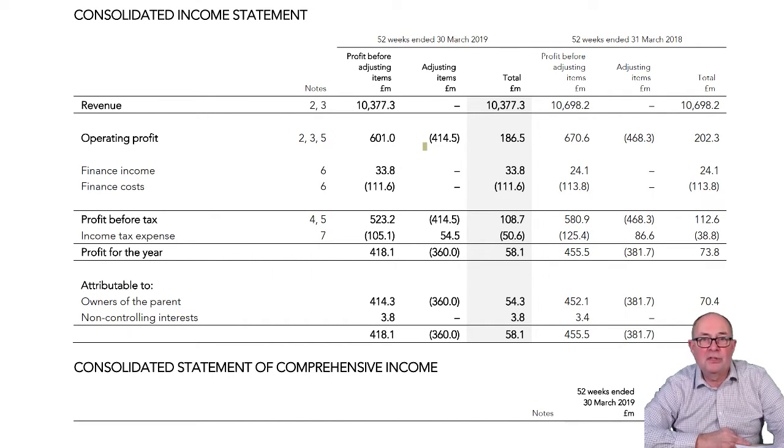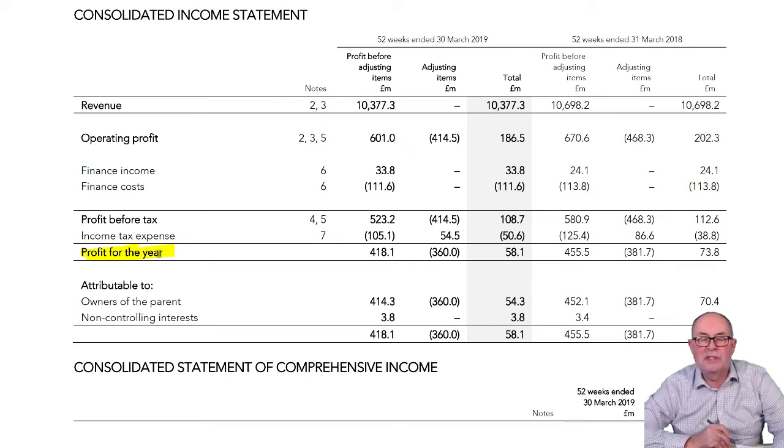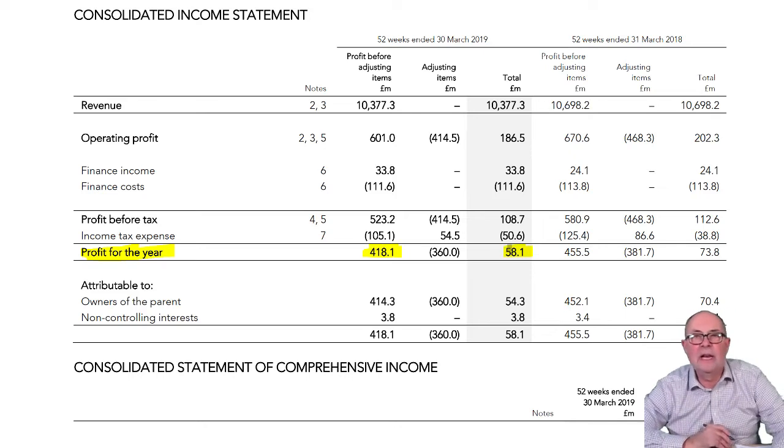Here's the profit and loss account of Marks and Spencer's. And I say to you, what's the profit? So I look at these accounts and I look for profit. And I can see there are two profits. A big one, 418, and a little one, 58.